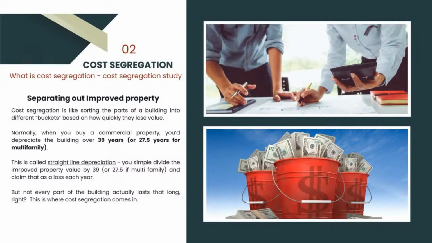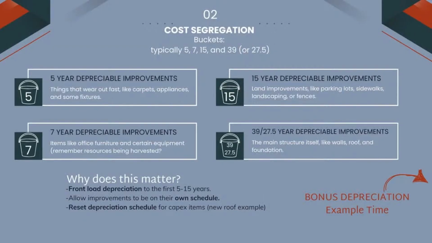That's where our buckets come in. We've got different buckets that we can put all of our different improved property into. That's going to be on different schedules, a longer or a shorter schedule. And that's all cost segregation is. We're taking that 39 or 27 and a half years and breaking it up into its constituent parts. And here's what that looks like. You've got your 5-year bucket, a 7-year bucket, a 15-year bucket, and then your long bucket. If it's commercial, it's 39. If it's multifamily, it's 27 and a half.